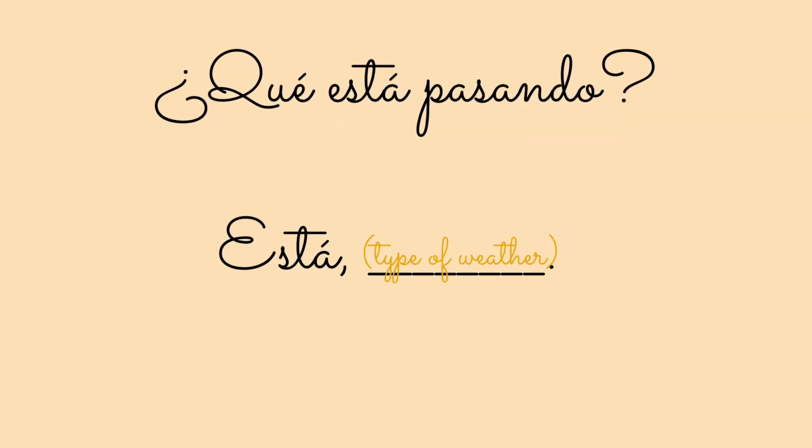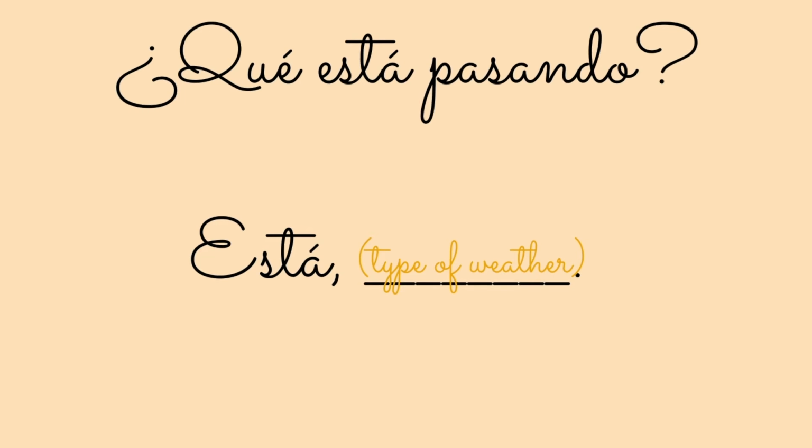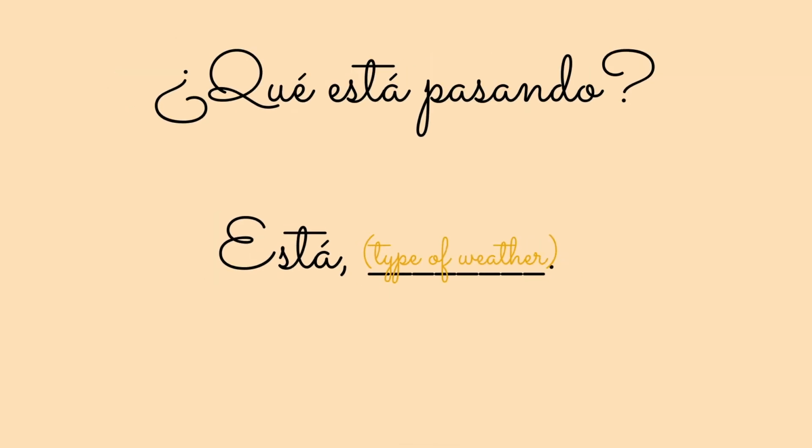Now we have our second set of question and answer to tell what type of weather it is. So you would ask the question, ¿Qué está pasando? Or ¿Qué tiempo hace hoy? And you would respond with está, and then the type of weather that is occurring. In this instance, we will be using the present progressive tense, but this is not currently at our level. So I will be teaching you some phrases, but you do not need to know how to conjugate these verbs in the present progressive tense.